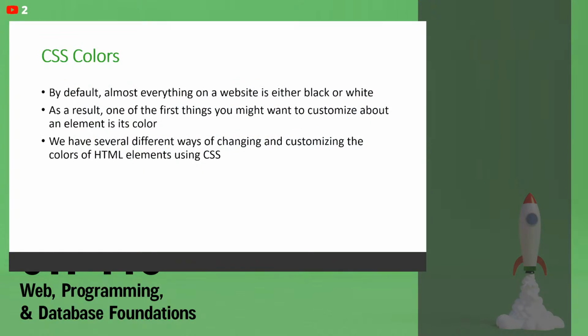And so by default, almost everything on a website is either black or white. We've seen that as we've been dealing with it so far, right? We've been making these different sites, or we've been working on this one particular site so far. And we've been making different sites in our demonstrations over the last couple of weeks.